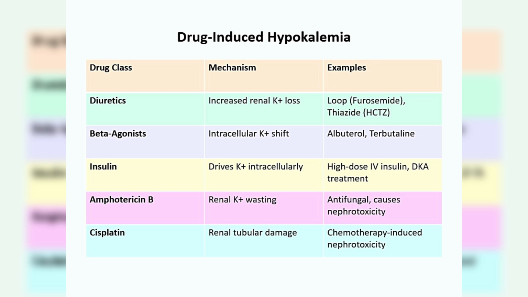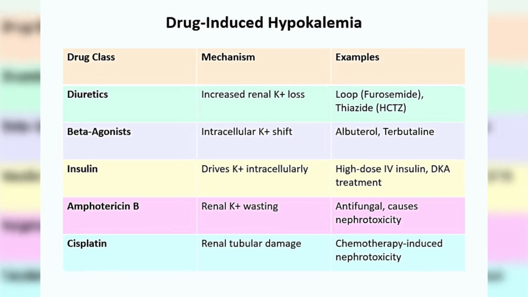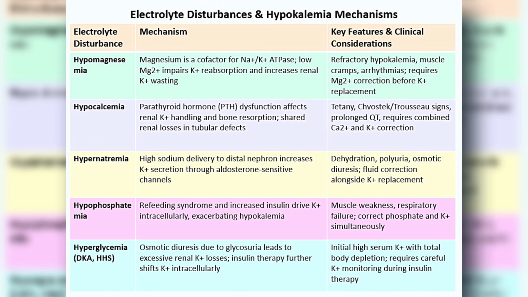Definitely. And remember how we talked about magnesium earlier? Well, low magnesium itself can actually worsen hypokalemia. How so? Magnesium is important for the function of potassium channels in the kidney. So if magnesium is low, those channels don't work properly, and more potassium gets lost in the urine. Makes it really hard to fix the hypokalemia until you fix the magnesium. That makes sense. It's all connected.